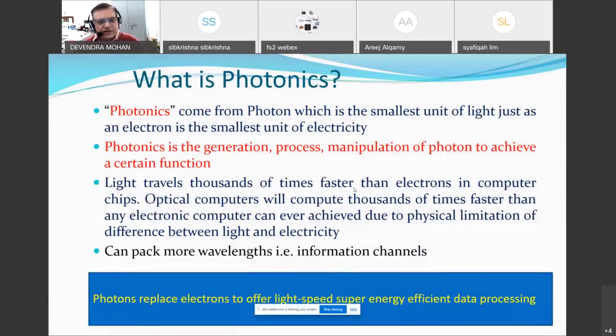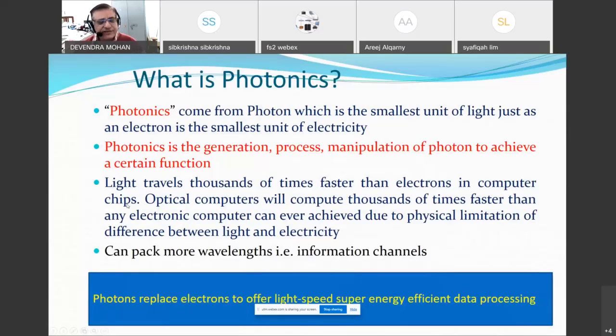So, what is photonics? Photonics comes from photon, which is the smallest unit of light, just as an electron is the smallest unit of electricity. Photonics, in general, is the generation, processing, and manipulation of photons to achieve a certain function. Light is thousands of times faster than electrons in computer chips.